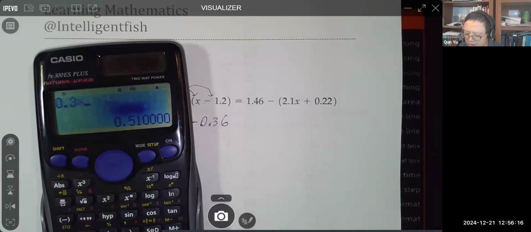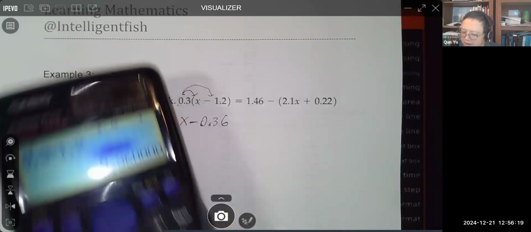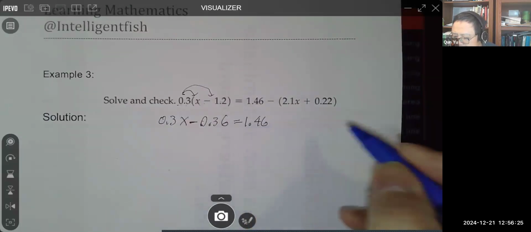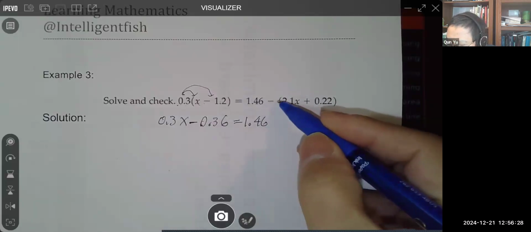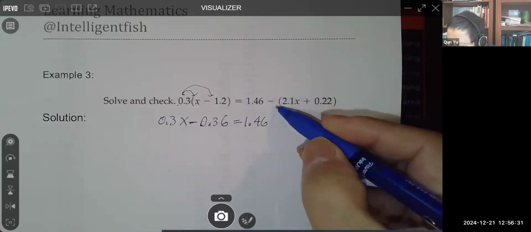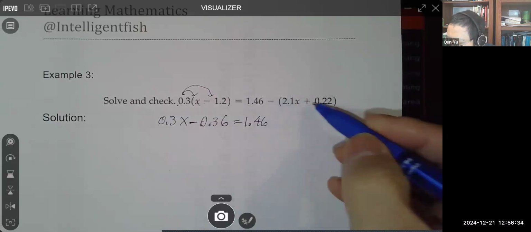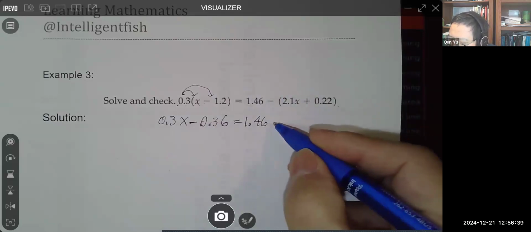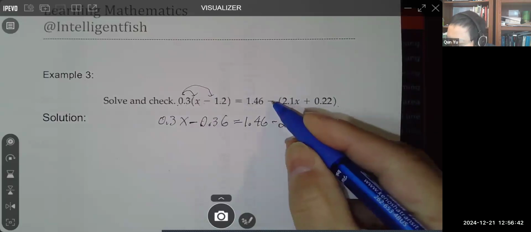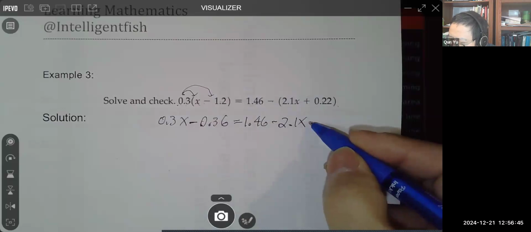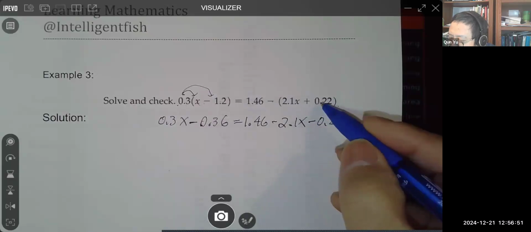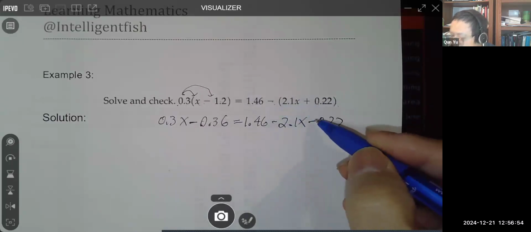So we can double check. 0.3 times 1.2, 0.36, but it's negative. On the other side, we get 1.46. Now, if we don't have any number outside, it's equivalent to 1. Okay, 1 times anything won't change anything. Basically, we just minus everything inside parentheses 1 by 1. So minus 2.1x, minus this positive number, so minus 0.22. If this is a minus 0.22, you have minus minus, it's going to be plus.